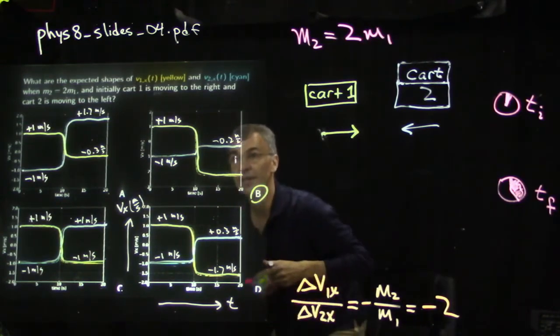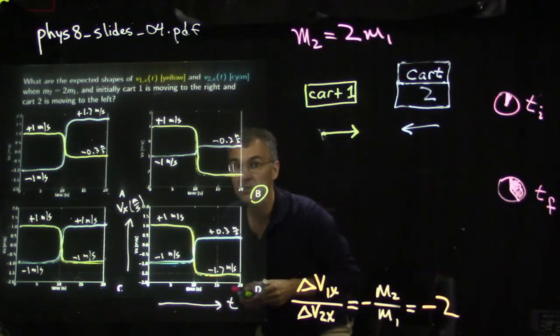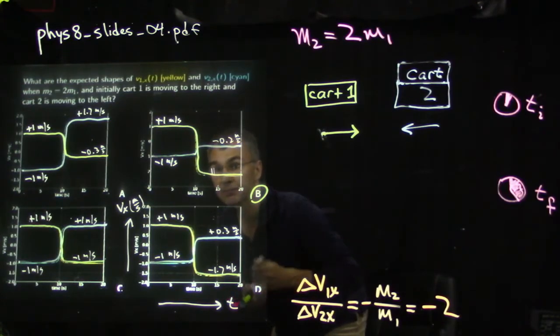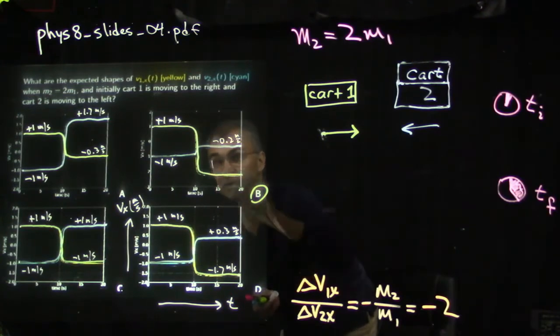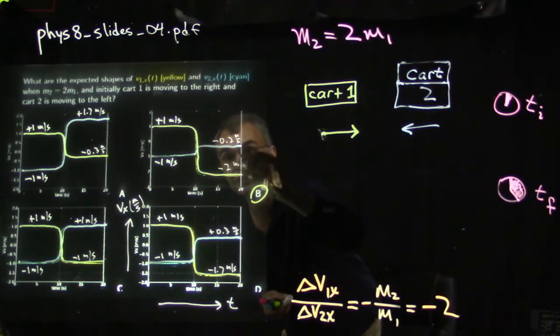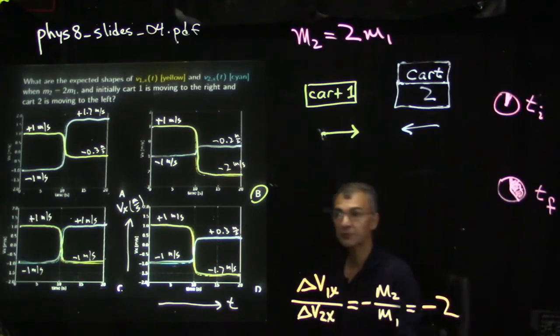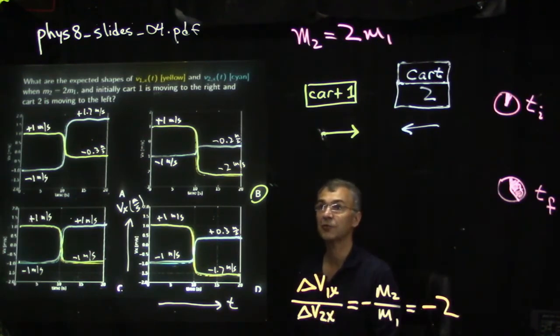So it seems like cart 1 goes from roughly +1 to -2 meters per second. So that's a change of about -3. And then it seems like cart 2 goes from -1 to -0.2. So that's a change of about plus 0.8.